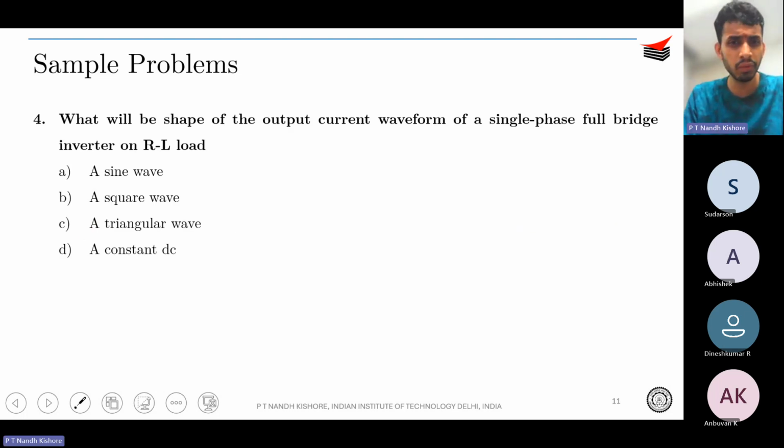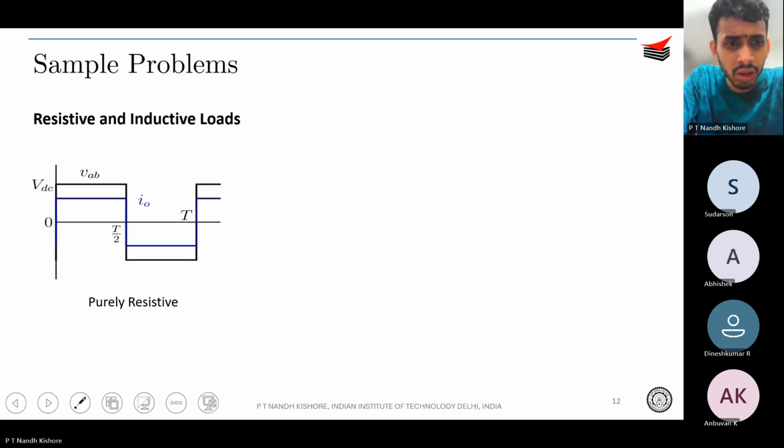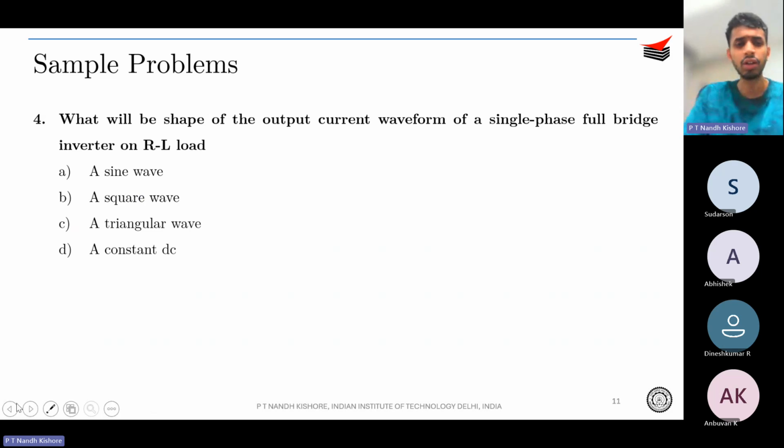What will be the shape of the output current waveform of a single phase full bridge inverter on RL load? Observe the question: it is a single phase full bridge inverter and it's an RL load, right? First let us see the waveforms. In a single phase full bridge inverter, how would it look like?